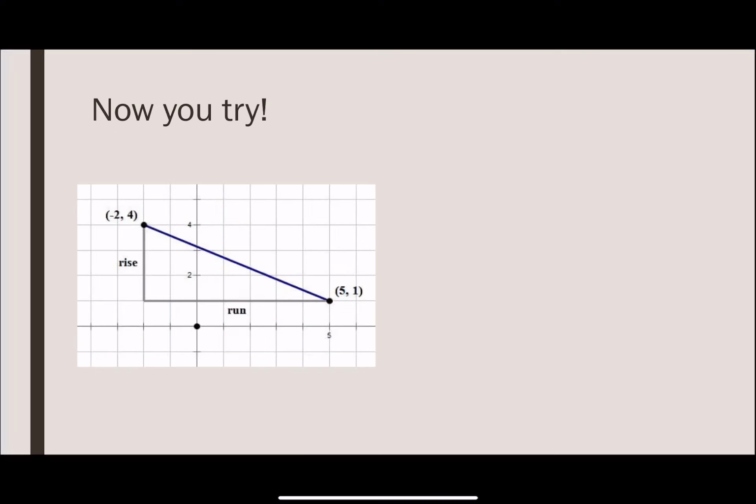So now you try. I have given you 2 coordinates, and I've also helped you with the triangle. Find the length of the blue segment. Again, pause the video, try it out, and once you are ready to check your answers, press the play button.